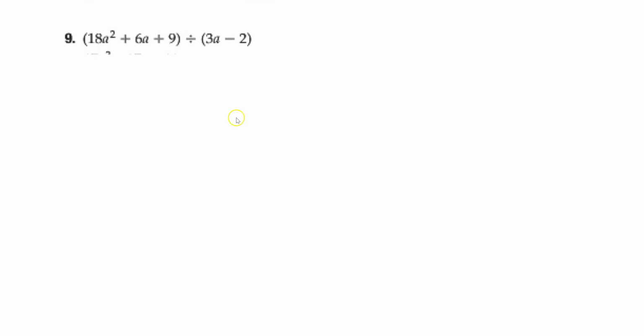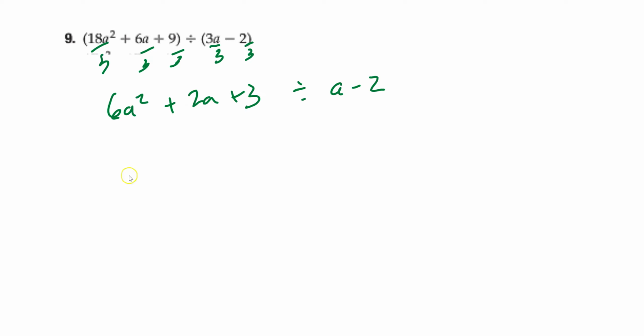So the next one is going to be a little uglier. So you see the 3 there. I'm going to divide everything by 3. I get 6a squared plus 2a plus 3 divided by a minus 2/3. Sorry, I almost said a minus 2. I was like, that's too easy.